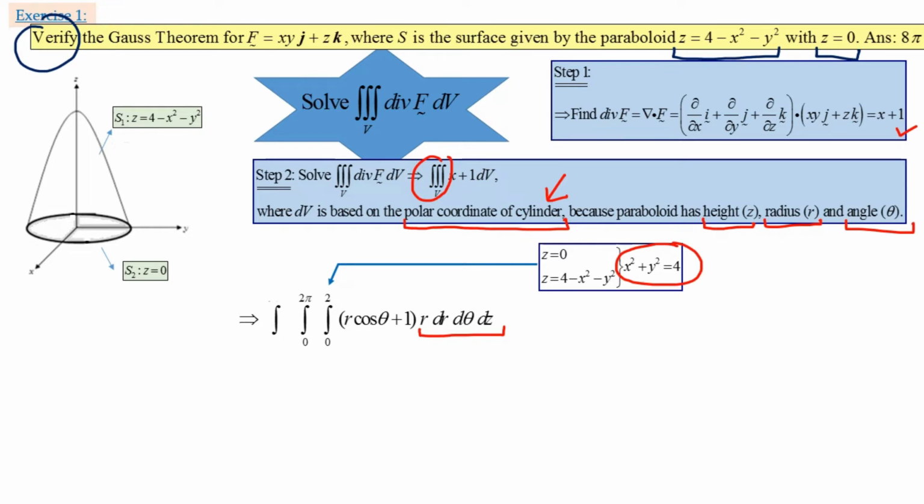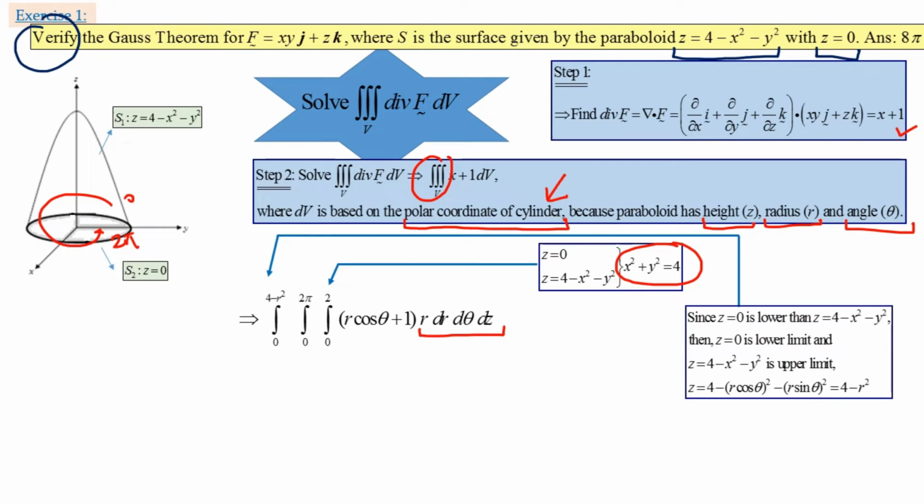The theta is 0 to 2 pi, because this is a full paraboloid. And then z is 0 to 4 minus r squared. How did I get this? Because we know the lower limit is z equal to 0, and the upper limit is z equal to 4 minus x squared minus y squared. So the limit of z will be 0 to this equation. Then convert it to polar coordinates to simplify it, so we get 4 minus r squared.